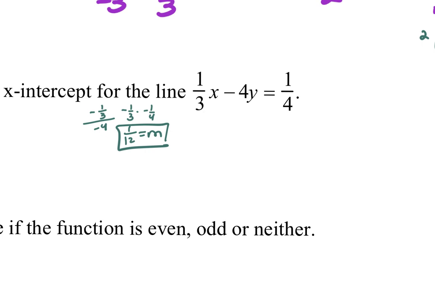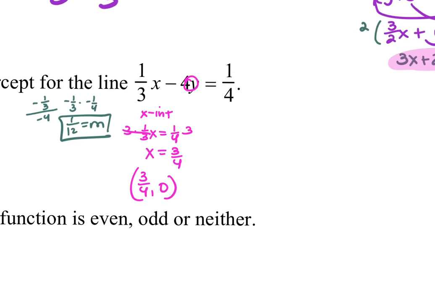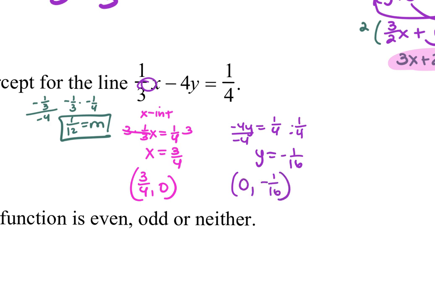To find the x-intercept, we plug 0 in for y. So I'd get 1/3 x equals 1/4, and then multiply by 3, and x would equal 3/4. So 3/4, 0 is my x-intercept. To get the y-intercept, we plug 0 in for x. So this is 0, negative 4y equals 1/4. Divide by negative 4, multiply by negative 1/4, and I get negative 1/16. So now my point is 0, negative 1/16. That would be your y-intercept.